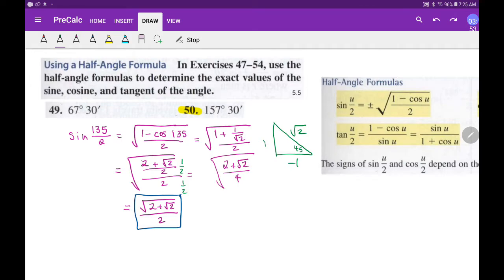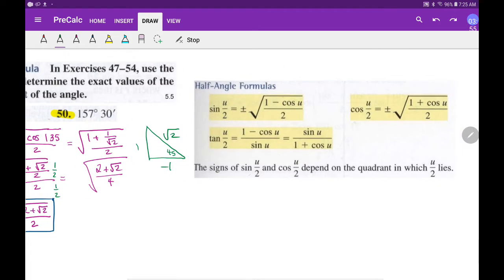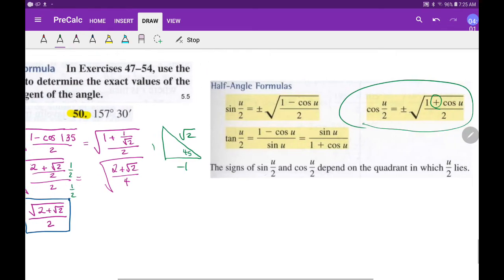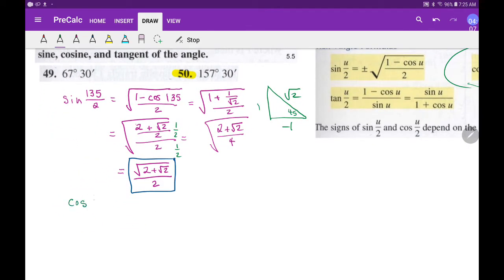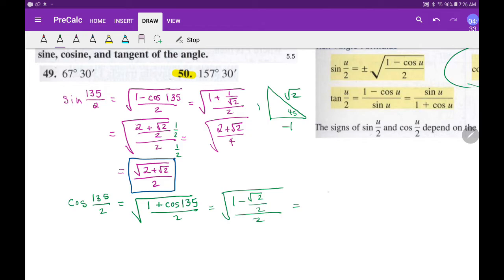Okay, so let's see. How about cosine? You look over here. Cosine is extremely similar, but cosine gives itself the plus. Okay, so it's the exact same thing, except, all right. So now we're going to say the cosine of 135 over 2 is equal to, pretty similar, the square root of 1 plus cosine of 135 over 2. And then we can do some similar things here. We know what's coming, right? It's almost the same.